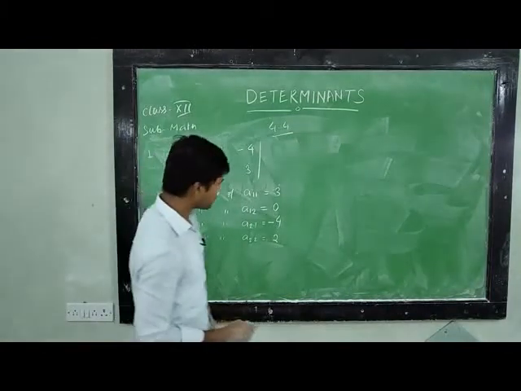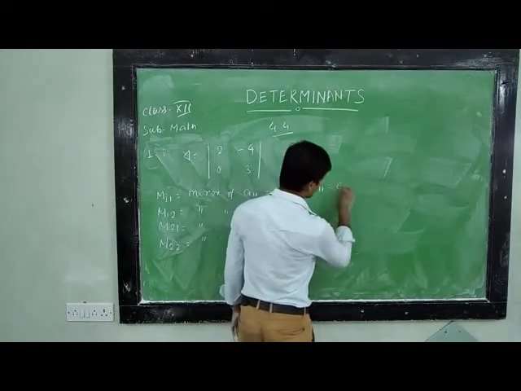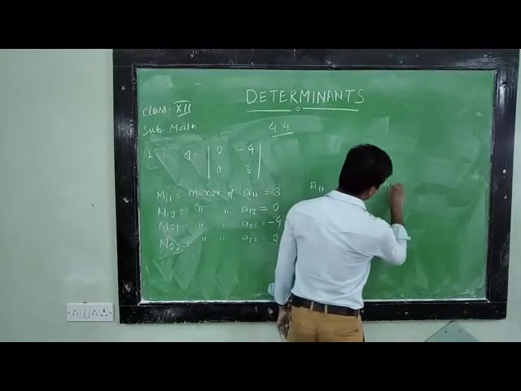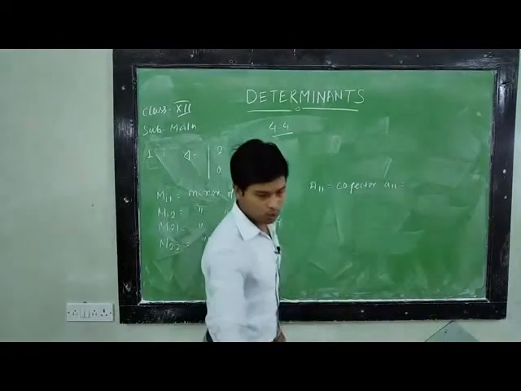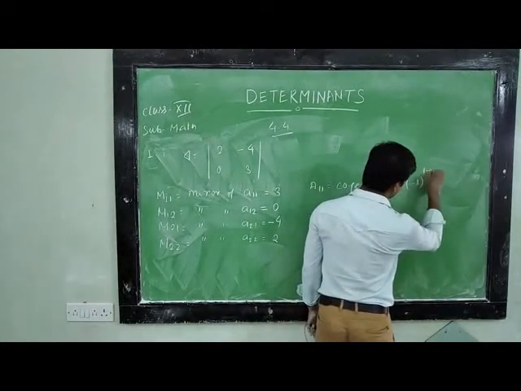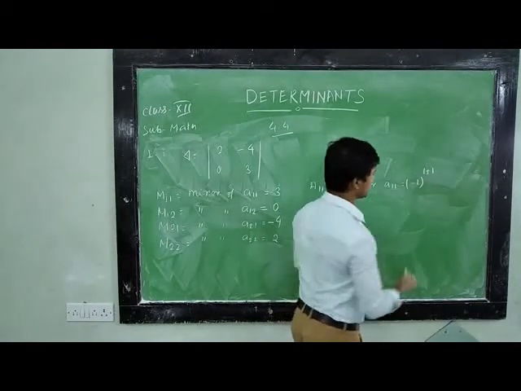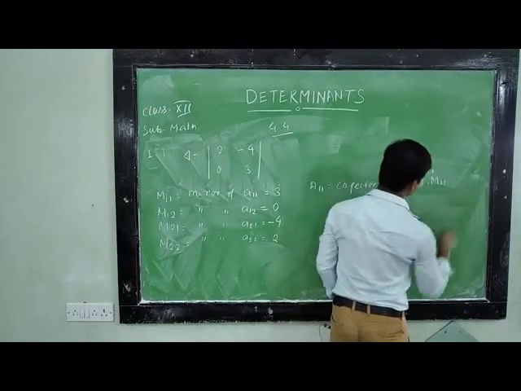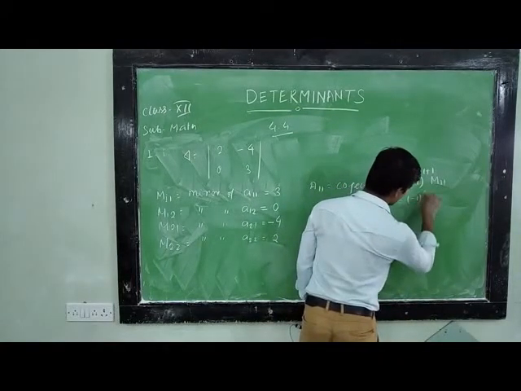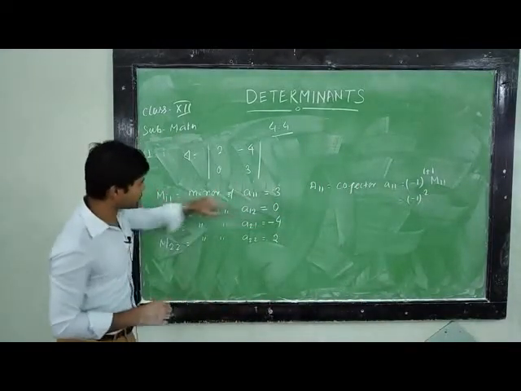And what are the cofactors? Suppose A11. A11 means the cofactor of the element 1, 1. And look, the cofactor of the element 1, 1, I told you, is minus 1 to the power i plus j. Here i equals 1 and j equals also 1. So 1 plus 1 into M11. So that is equal to minus 1 whole square into M11. Look, M11 we calculated here, M11 is equal to 3.